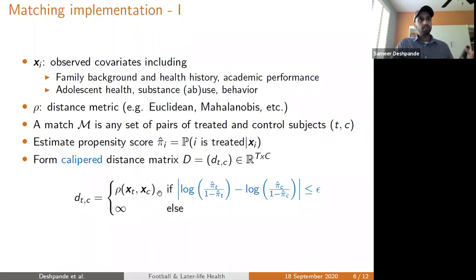But the idea is, we've sort of formed this caliper distance matrix. And I should note that everything that we're doing here has been done without reference to the actual outcome. So we haven't touched our outcomes yet.